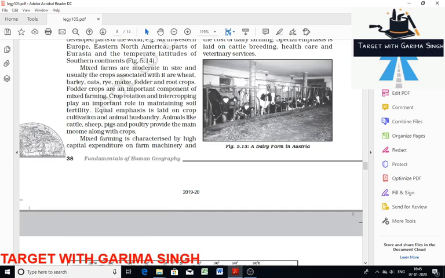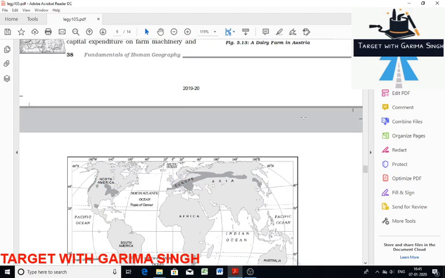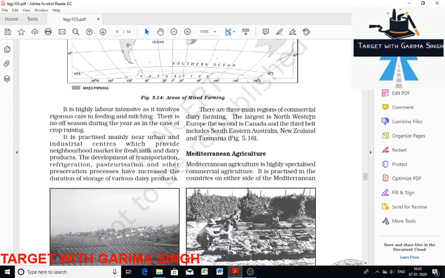Then highly labor intensive, special emphasis is laid on breeding and healthcare. Then practiced nearby urban areas and industry. Development of transportation, refrigeration and pasteurization have increased the marketing.